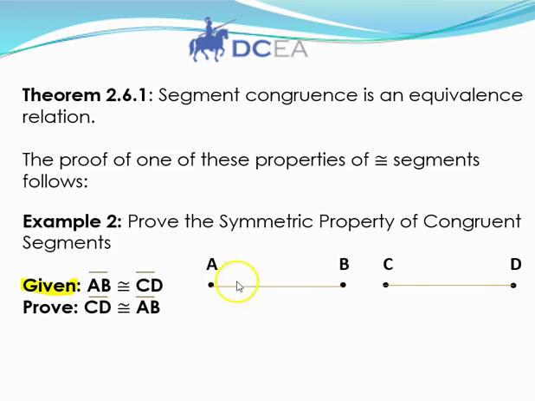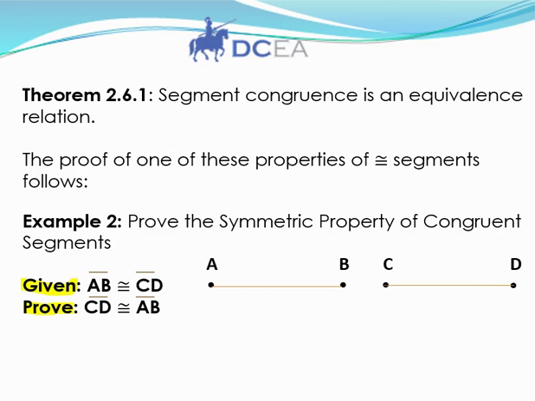Let's look at that. So AB is right here. Segment CD is right here. They are congruent. We're going to prove that CD is congruent to AB. Now you may look at this and think, oh, this is obvious. But somewhere along the line, someone had to actually prove that this fact is true.